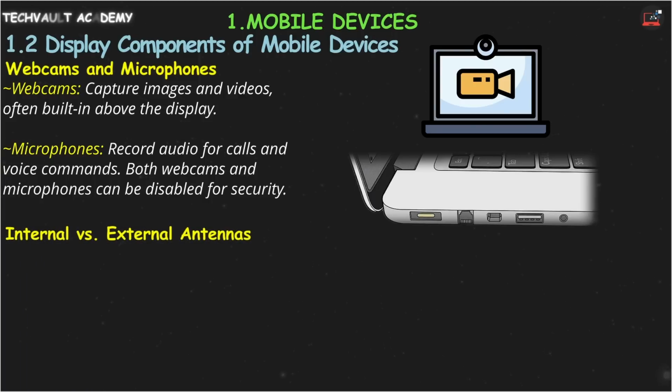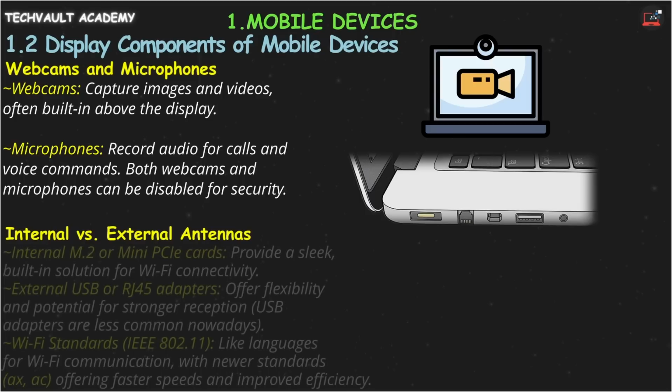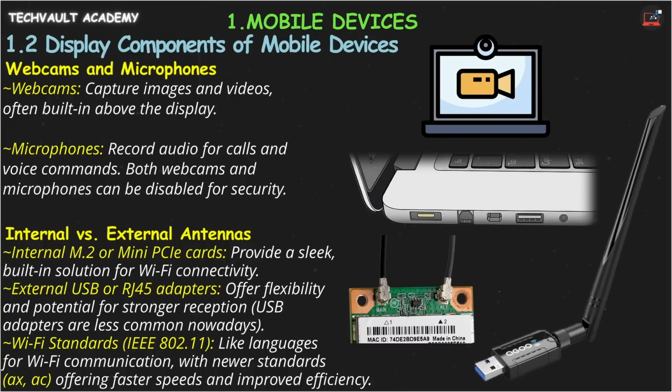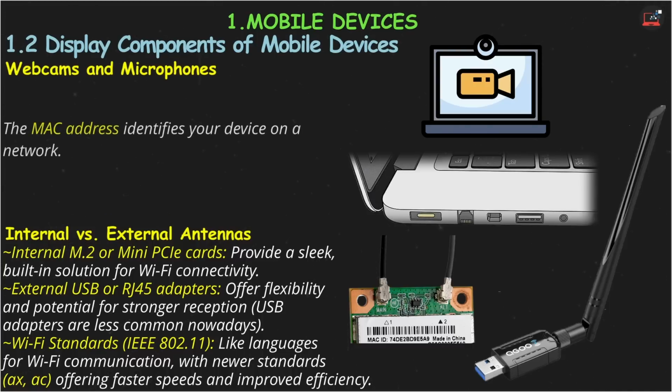Wi-Fi on the go: internal versus external antennas. Internal M.2 or mini PCIe cards provide a sleek built-in solution for Wi-Fi connectivity. External USB or RJ45 adapters offer flexibility and potential for stronger reception. USB adapters are less common nowadays. Wi-Fi standards, i.e. 802.11, are like languages for Wi-Fi communication, with newer standards, like AC, offering faster speeds and improved efficiency. Every device has a unique Wi-Fi signature. The MAC address identifies your device on a network.